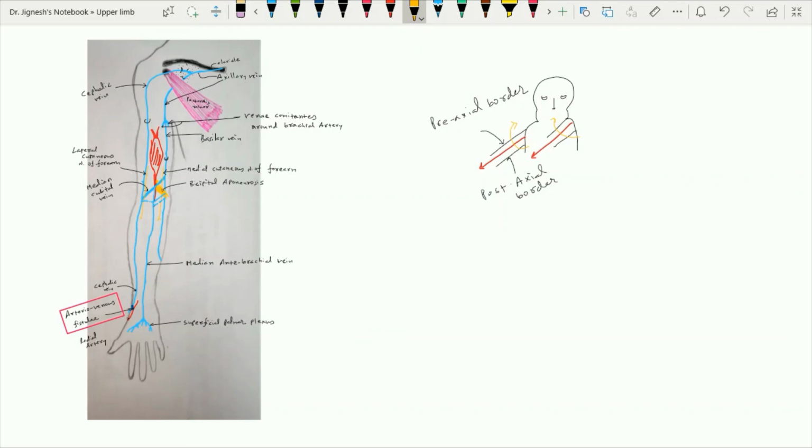And with the rotation of the upper limb 90° towards the lateral side, the thumb remains on the lateral side while the little finger remains on the medial side. And that is the reason why the cephalic vein is present towards the lateral border of the forearm, and the basilic vein is present towards the medial border of the forearm.